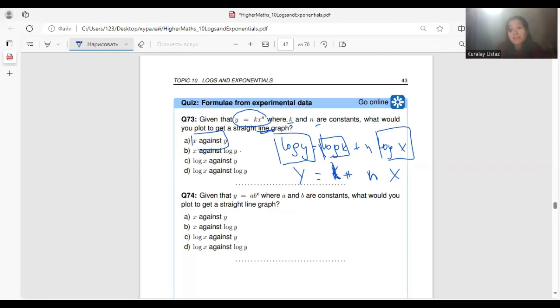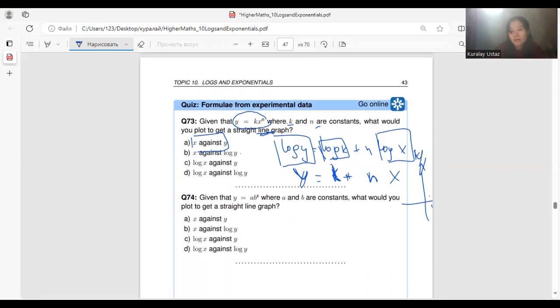So if our graph will be like that, this one is capital Y, this one is capital X. So this will be a line, yeah? Because that is the equation of a line graph. So the answer will be D.